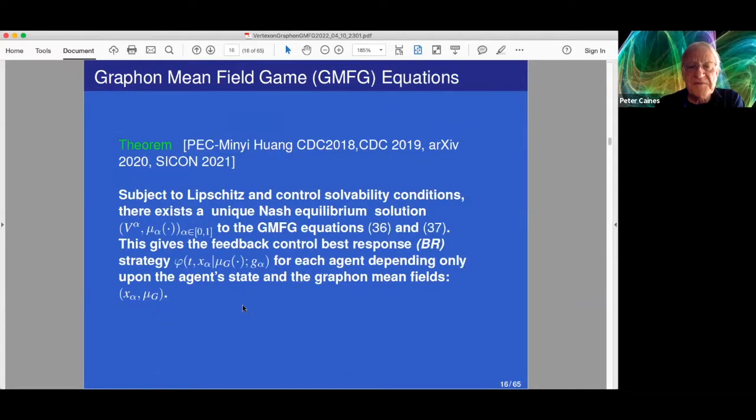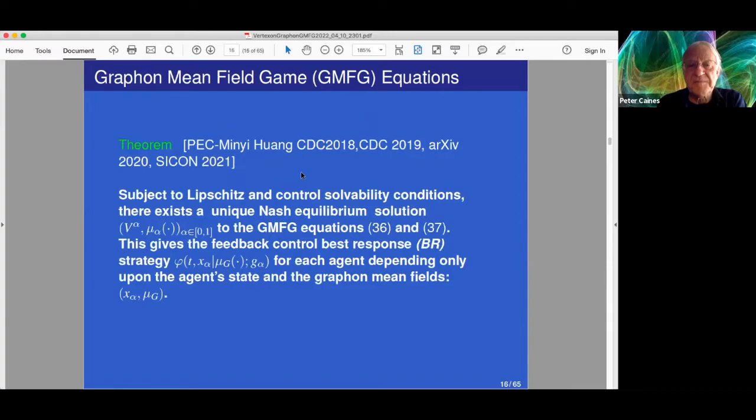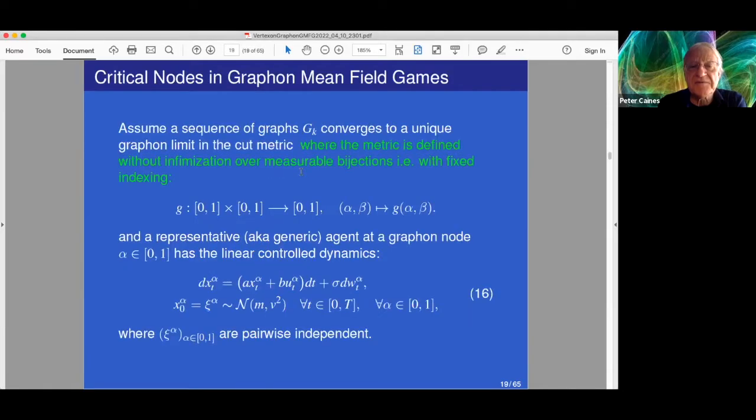Now, let me just explicate one sentence here, where it says solvability conditions. What that means is that this infimization of the Hamiltonian is a well-defined operation, giving a unique, appropriately measurable control. The next step in the program is to follow an idea which was introduced by Renel Fougon-Chondam, which is the idea of critical nodes. So we'll illustrate this with a simple example.